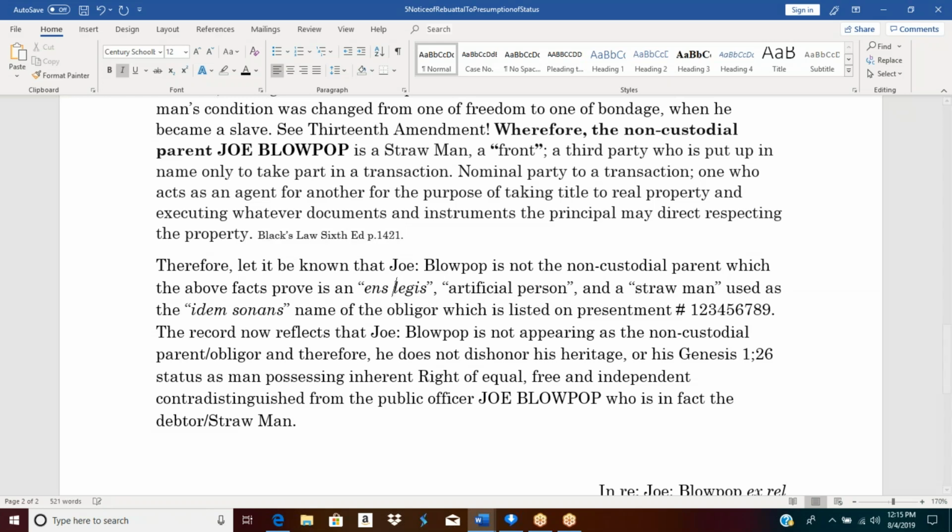Take that out of there. Okay. Used as the idem sonans name of the obligor, which is listed on the presentment. That's the court order. All right. The record now reflects that Joe Blowpop is not appearing as the non-custodial parent / obligor, and therefore he does not dishonor his heritage or his Genesis 1:26 status as man, possessing inherent rights, the inherent rights of equal, free, and independent, contradistinguished from the public officer Joe Blowpop, who is in fact the debtor / straw man.